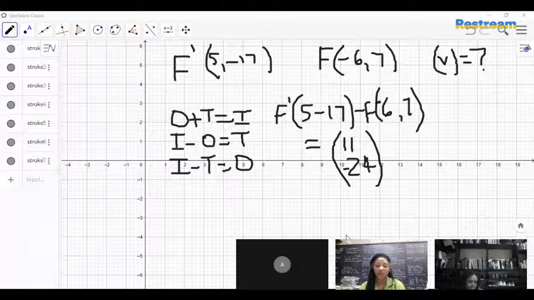Which one do you want to do next, rotation or enlargement? Enlargement. Enlargement, yes, my favorite one. So we can do enlargement next week Monday.